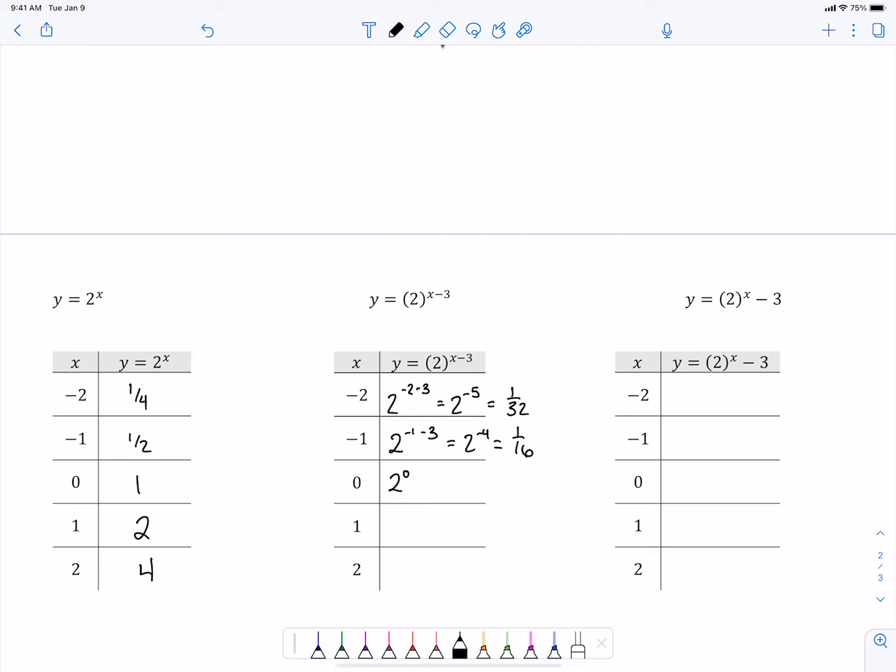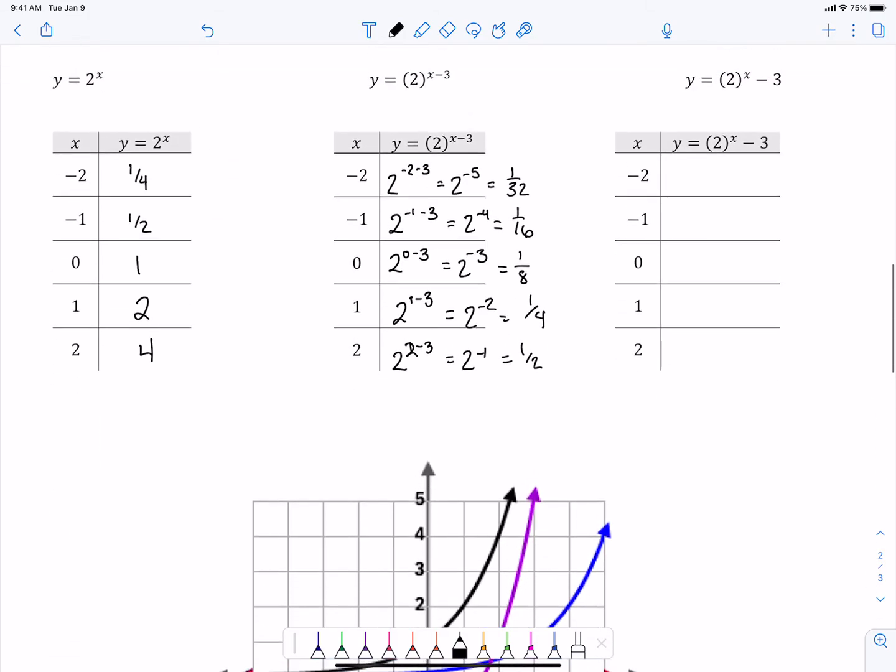Yep, it sure is. 2 to the 0 minus 3, we get 2 to the negative 3. That's going to give us 1/8. 2 to the 1 minus 3, that's 2 to the negative 2, which is going to give us 1/4. And then 2 to the 3 minus 2, gives us 2 to the negative 1, which is 1/2. So what happens here when we have this shift, which hopefully we know after week 3, looking at this, that's going to shift our graph to the right.